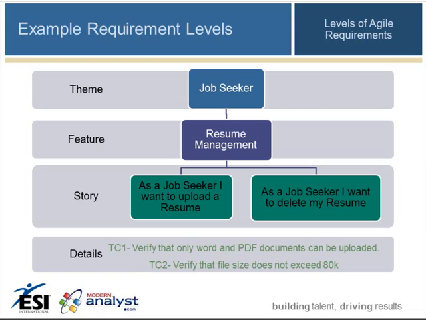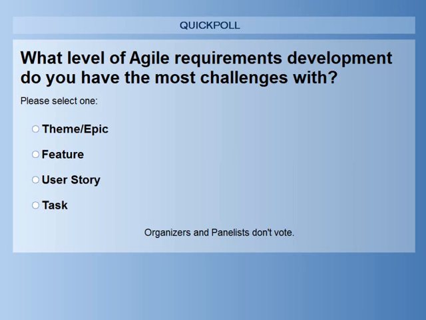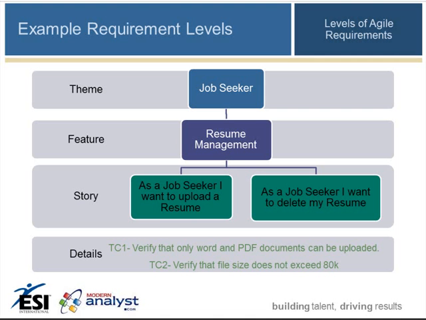As a job seeker, I wish to upload a resume. And the second one, as a job seeker, I wish to delete my resume. Those represent two user stories. At the level of detail below the user story, we have two levels of technical detail here. TC1, TC2 represent the technical components. In the first one, verify that only Word and PDF documents can be uploaded. And in the second one, verify that file size cannot exceed 80K. You can see that that represents the detail underlying the story of, as a job seeker, I want to upload a resume.